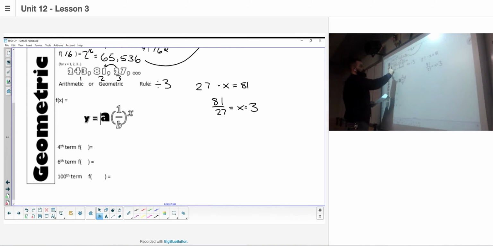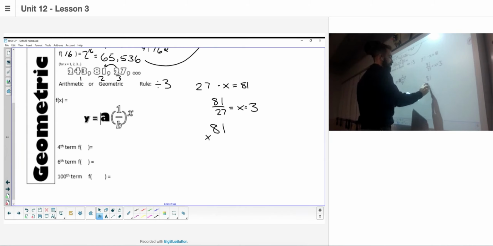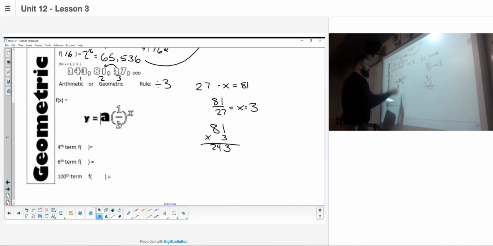Okay, so 243 divided by 3 is 81. Let's show it. 81 times 3. 3 times 1 is 3. 8 times 3 is 24. Okay, so that proves it, because 81 times 3 is 243. So the opposite, 243 divided by 3 is 81. 81 divided by 3 is 27, and so on and so forth.